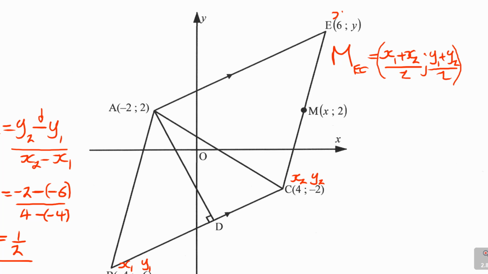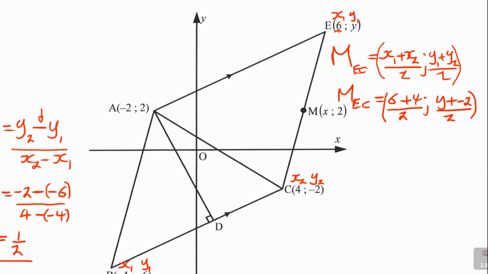I can make this my x1 and my y1. So that I can say the midpoint of EC, that's why I'm using the capital M, is x1. You can see it's 6. See that? That's my x1, which is 6, plus x2 is 4. I divide that by 2. And then I've got the formula for the y coordinate. It's y1, which is y, plus y2, which is negative 2, over 2. So this is the actual midpoint.